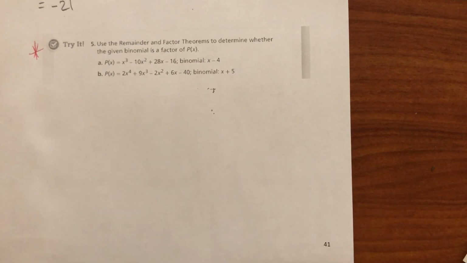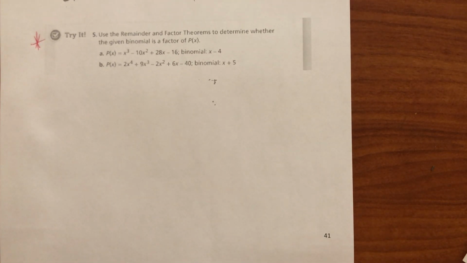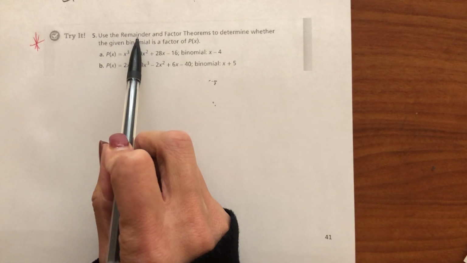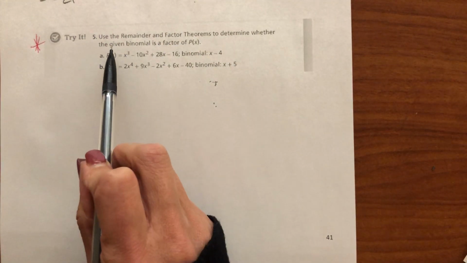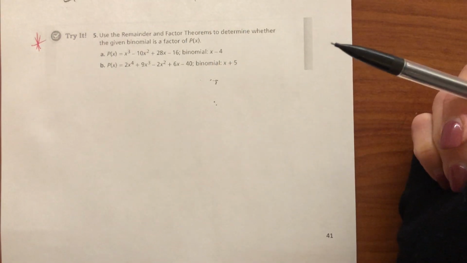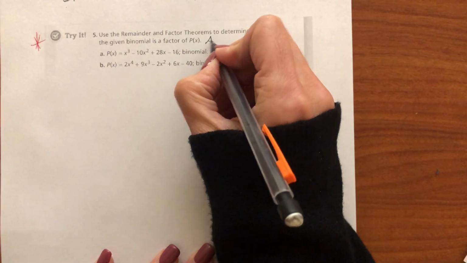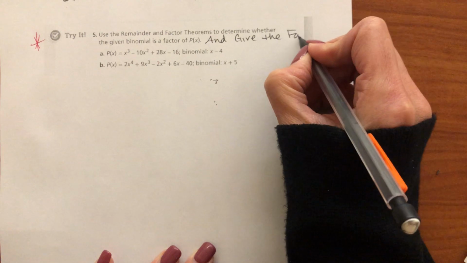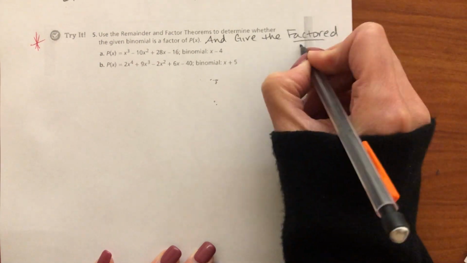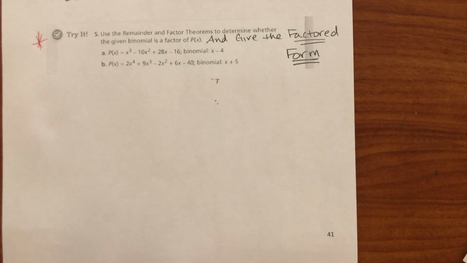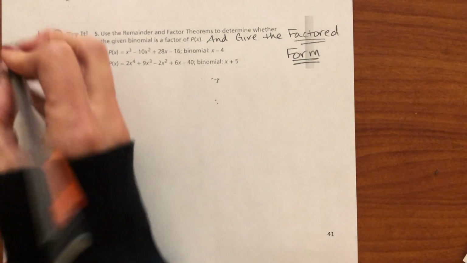Now we're going to put all this information together, and we're going to factor out this problem. So our first one, let's look at A first. It says use the remainder and the factor theorems to determine whether the given binomial is a factor. And then we're going to take it one step further and give the factored form. And we'll talk about that after we go ahead and divide it out. All right, let's look at A here.